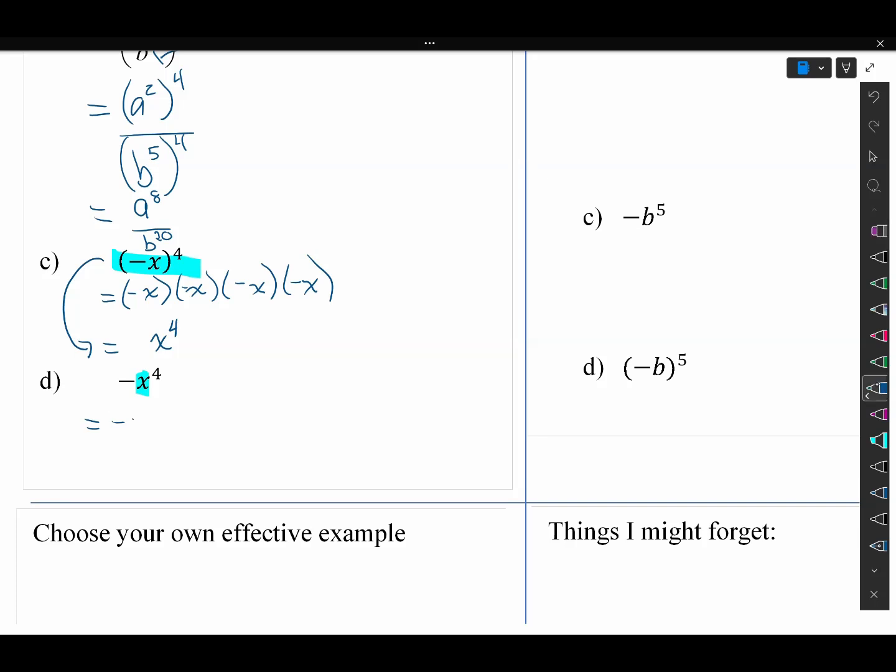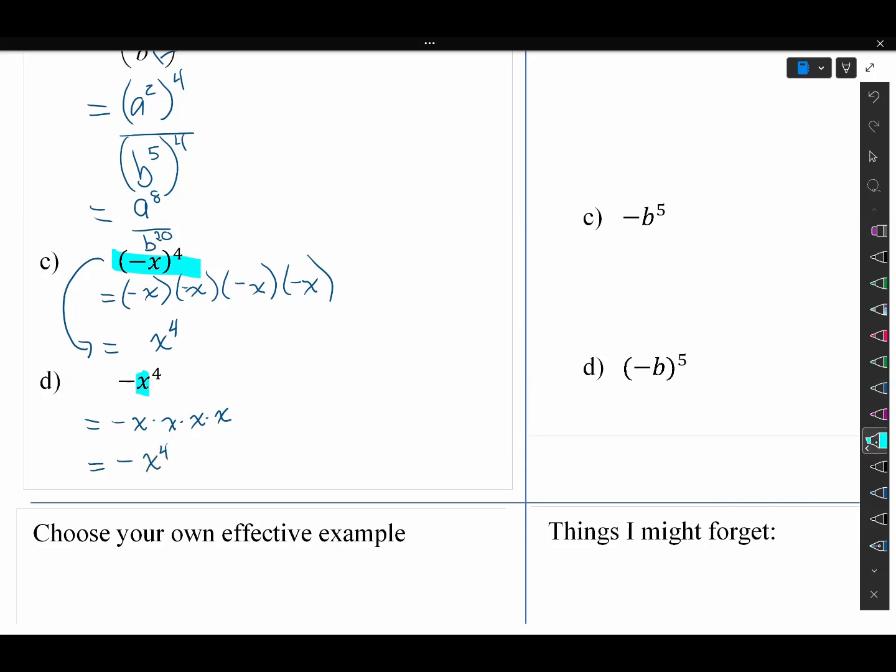Negative x times x times x times x. In this case, our negative sign only shows up once. If it only shows up once, there is not another negative sign to cancel it out. If there's nothing to cancel it out, nice and easy, I'm working with negative x to the power of 4.